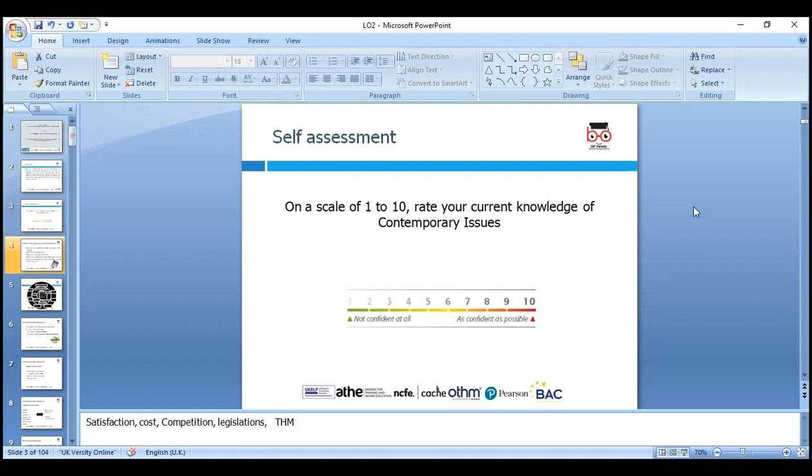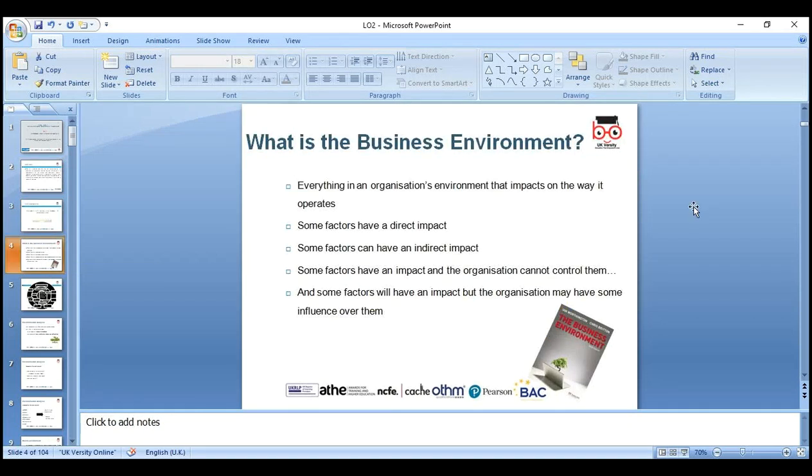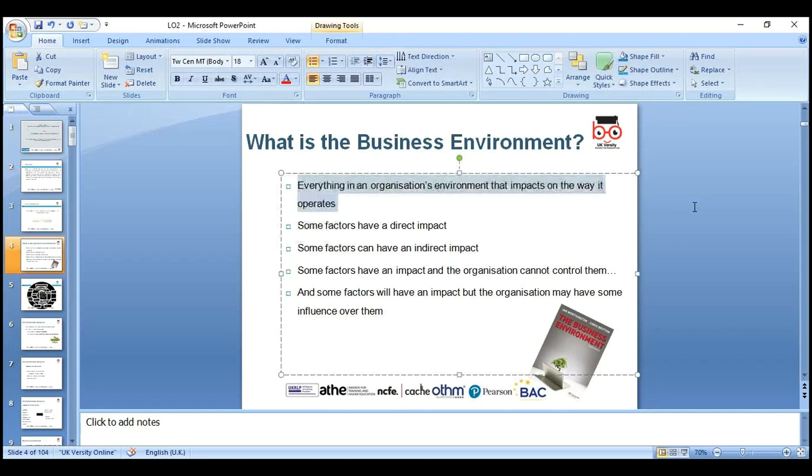Great, well done. We learned last lesson as well. First, what comes to mind is the business environment. So everything in our organization's environment, the impact, the way it operates, that's called the business environment, or contemporary issues. Some factors can have a direct impact, some an indirect impact. Some factors have an impact on the organization that we can't control, and some we may have influence over. So the external environment is an influence. We can't really control it, but we have to adjust to it.